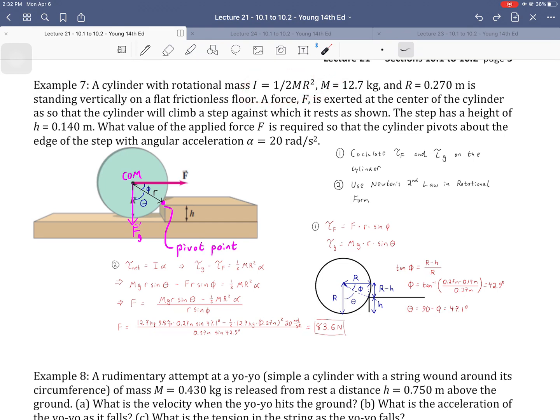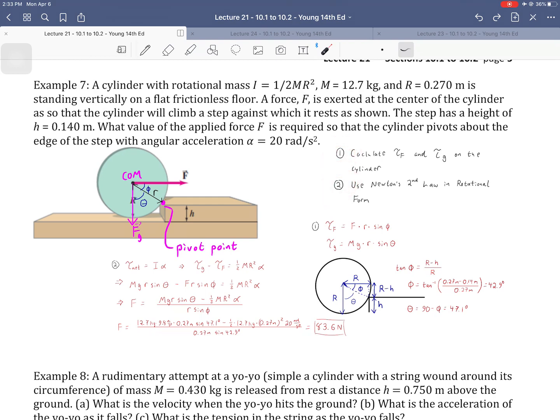So we've got a cylinder. We're given its rotational mass, in other words, its moment of inertia of the typical form, 1/2 mr squared. We're going to take its numerical mass and its numerical radius. They're given, so we can get a number for our final answer rather than a symbolic answer. All right. And then we're told that the step has a height of 0.14 meters. And I asked what value of the applied force F is required so that the cylinder pivots about the edge of the step with angular acceleration alpha equals 20 radians per second squared. So how big must this force be that our cylinder here is going to roll up the step, and it's going to roll up the step at a certain rate?